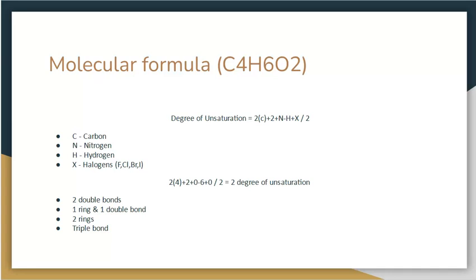The degree of unsaturation tells us that the molecule could possibly have 2 double bonds, 1 ring and 1 double bond, 2 rings, or 1 triple bond. We won't know what it is until we draw out all the structures, but then again we would need another method to determine which one is the correct one. So to be more time efficient, let's look at the other information given.